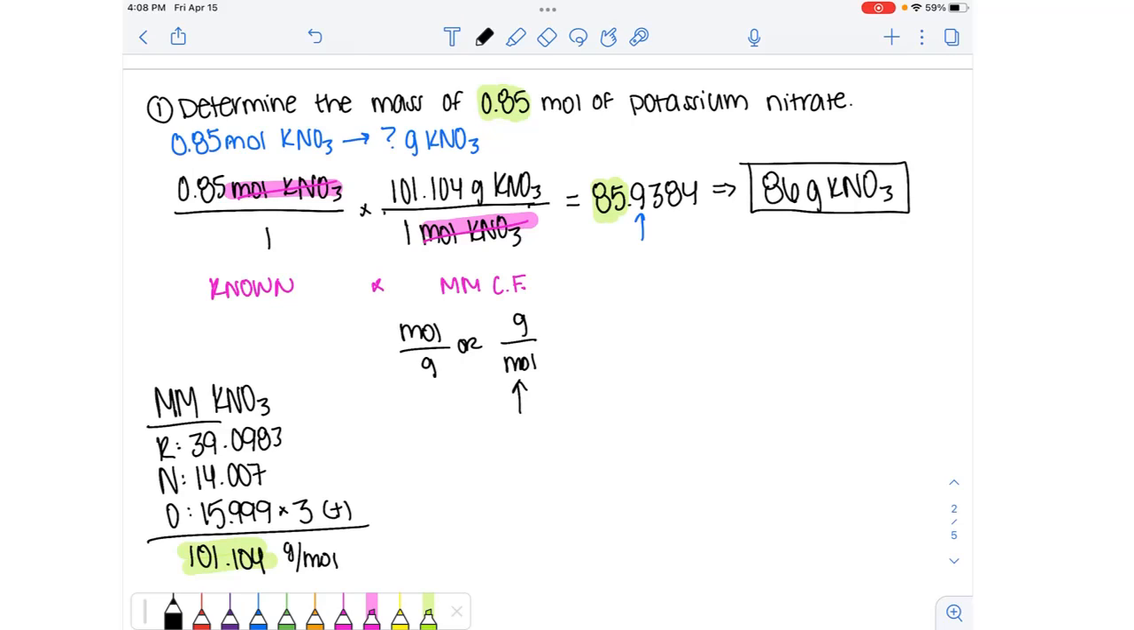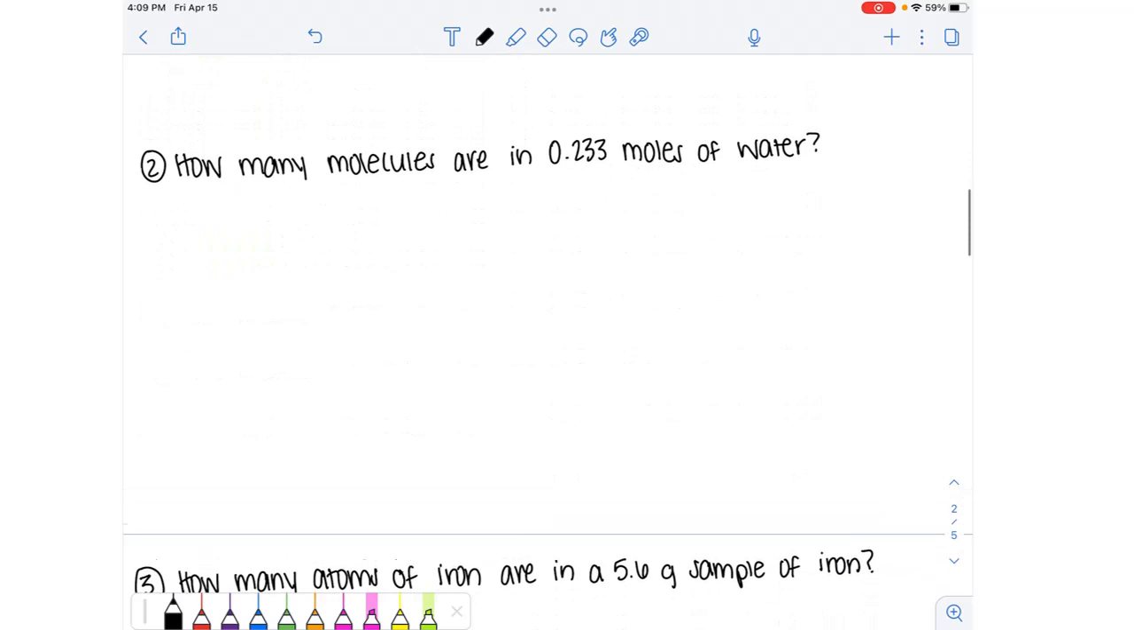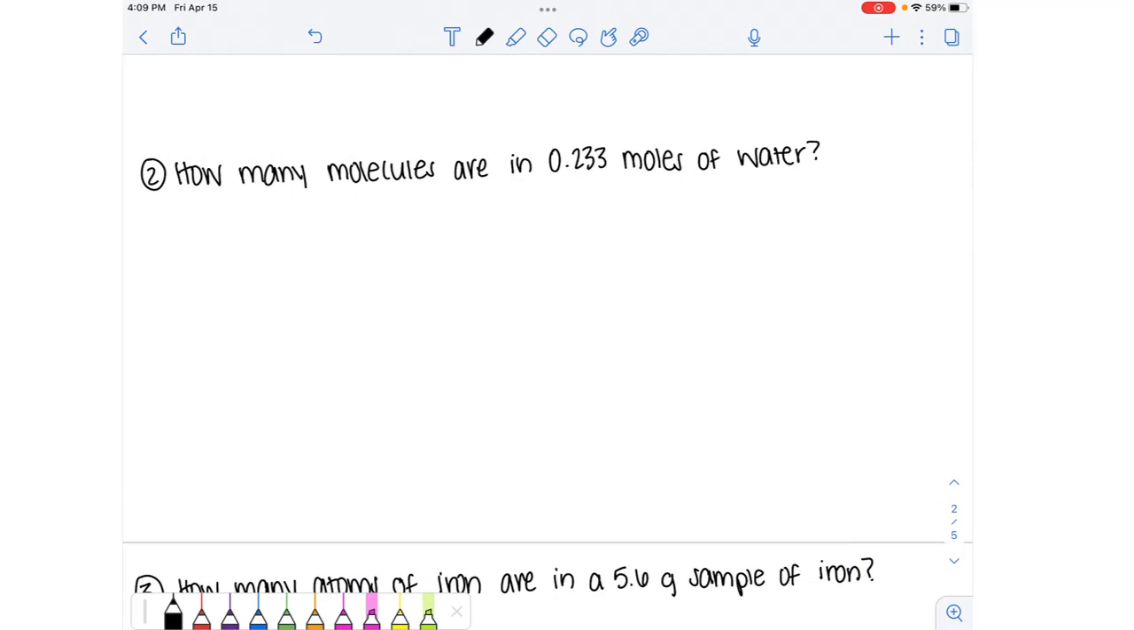So if we go down to look at the next problem, this one's going to ask us how many molecules are in 0.233 moles of water. So let's start out by determining our question. Our known quantity here is 0.233 moles of water, and we are trying to convert this value to molecules of water.